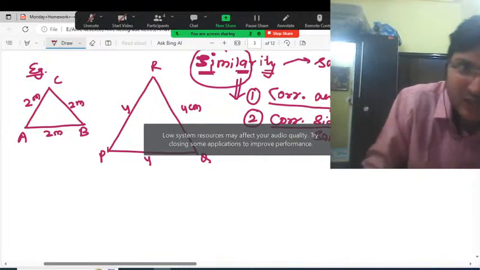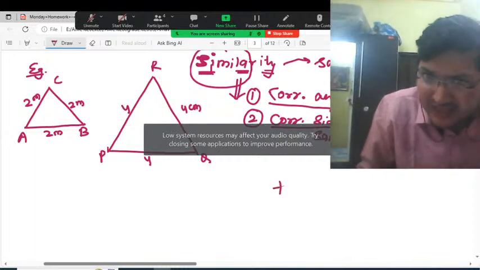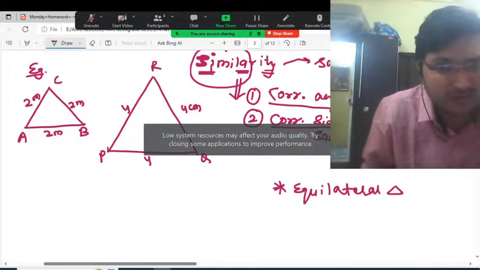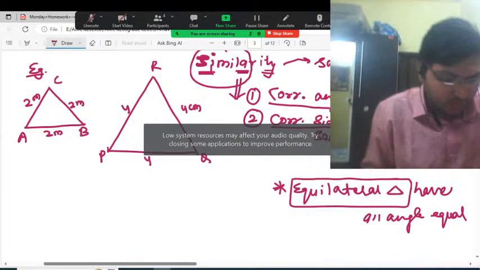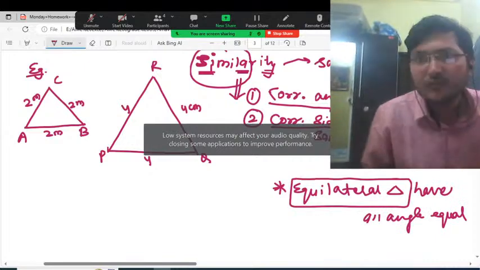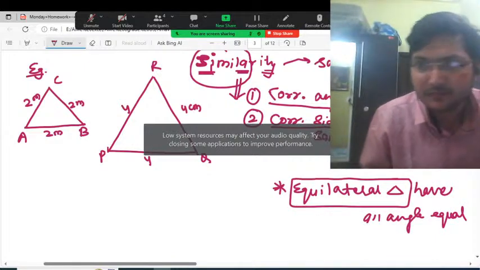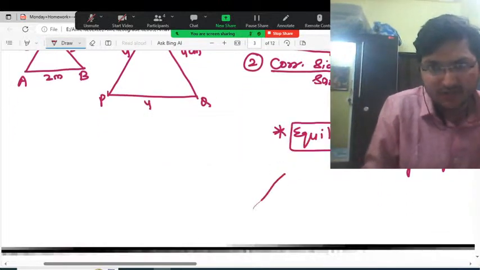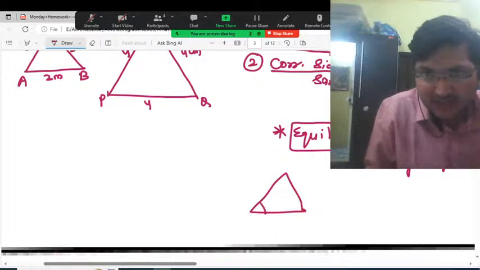Here you just observe, you know this, that equilateral triangles have equal angles. Whatever equilateral triangle you consider, they have equal angles. You know what it is? Equilateral triangles have all angles equal. Do you know what it is? Tell me then. If you have an equilateral triangle, I'm saying that all angles are equal.